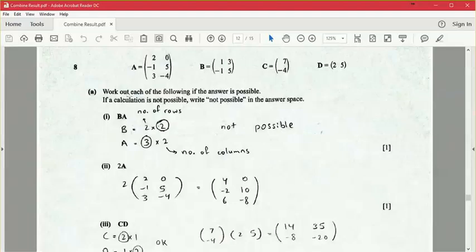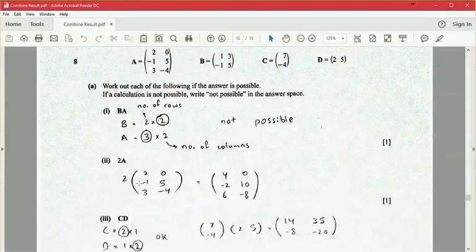For question 8, work out each of the following if the answer is possible. If a calculation is not possible, write not possible in the answer space. For BA, we can see that B has 2 rows and 2 columns, 2 times 2. But A has 3 rows, the horizontal ones, and 2 columns. So for 2 matrices, to multiply them, the number of columns of the first one must equal the number of rows of the second one, which here is not equal. 2 and 3 not equal, so it's not possible.